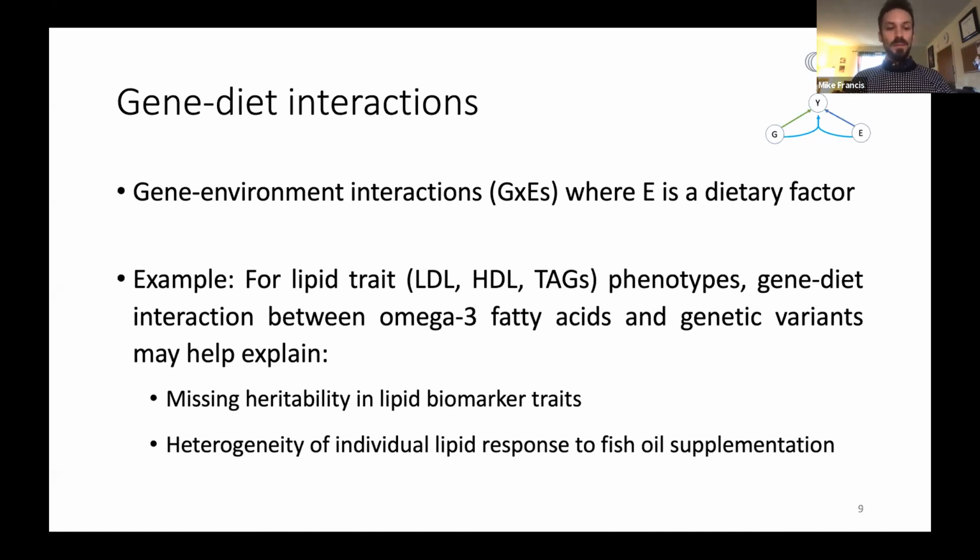And also a really important thing in the previous literature of omega-3 supplementation studies is this heterogeneity of response. You have a whole group of people, and we're giving them all fish oil, and even when their DNA seems to be similar, the response to the supplementation is different. So this is another way that we can explain that phenomenon.